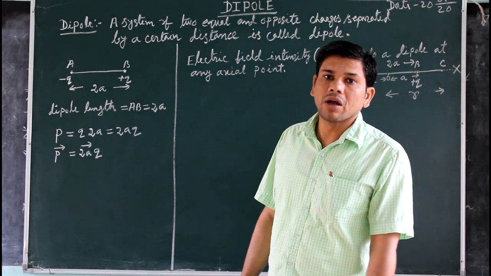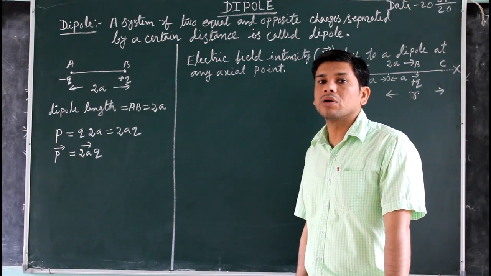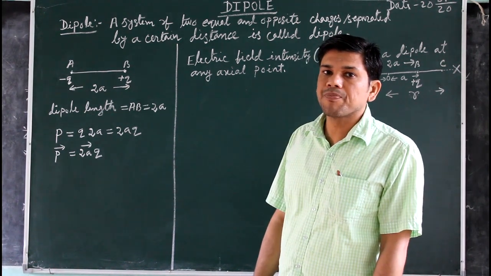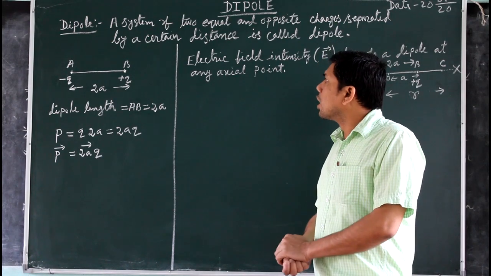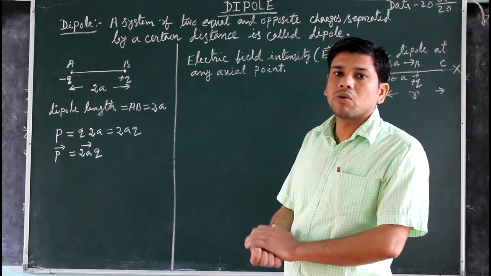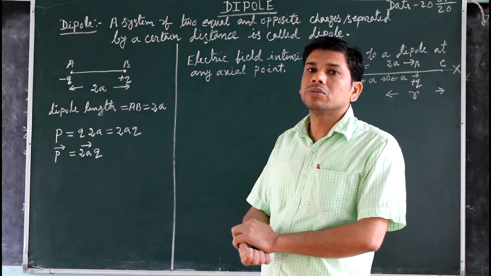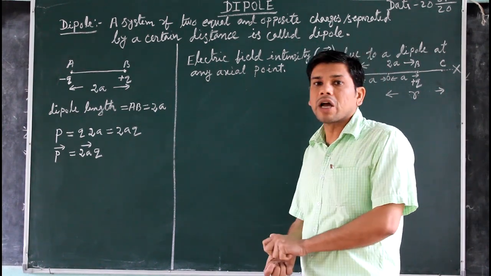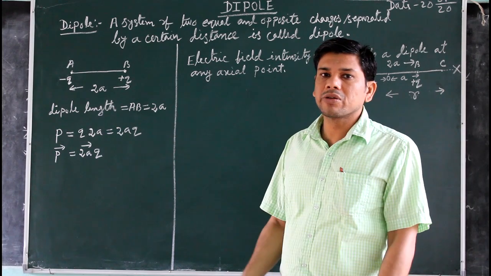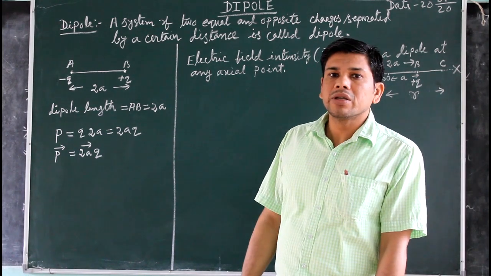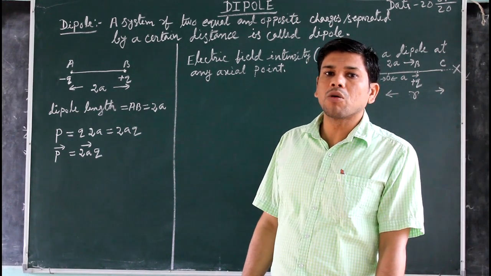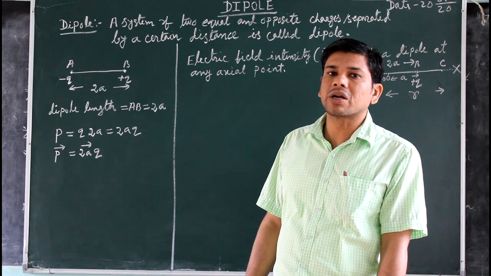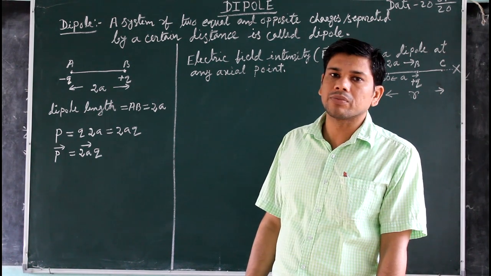Now today I will discuss the dipole. This is a very important topic. Many times, one question came from dipole in your final exam. So what is a dipole? This is very simple. It is a system of two equal and opposite charges separated by a certain distance, called a dipole.